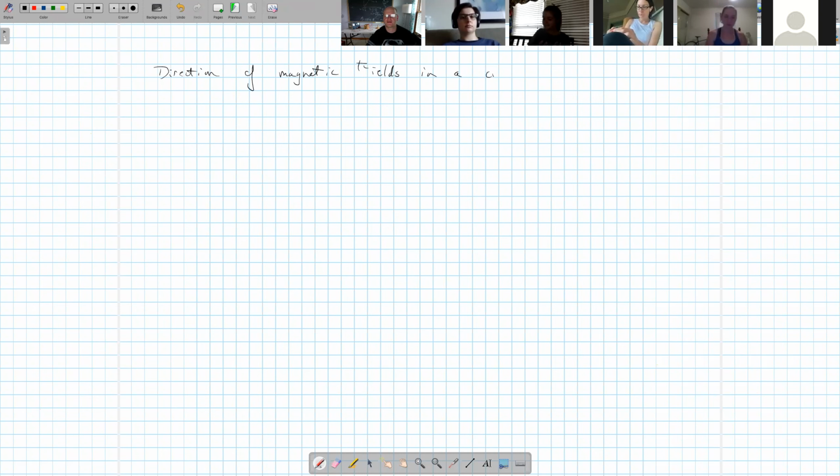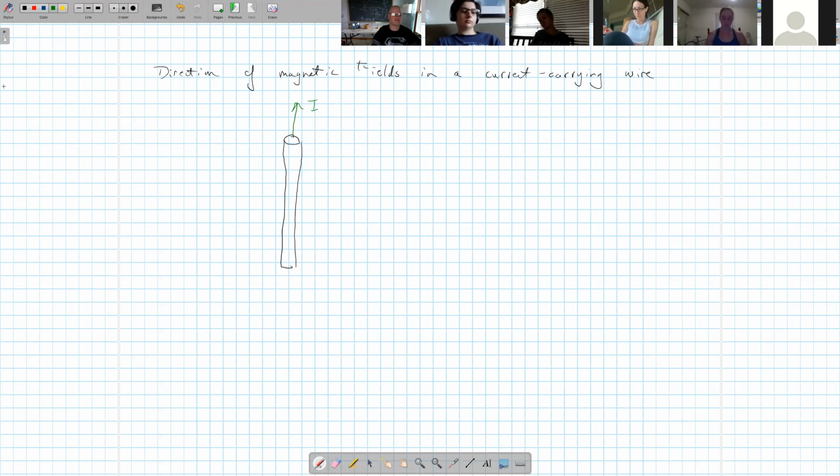In a current carrying wire. So let's say we have a wire where this wire is going to carry current, and we want to know what is the direction of the magnetic field based off of the direction at which this current is running. Okay, so this is what we want to know. So let's say we have current running in this direction. We want to know what is then the direction of the magnetic field.